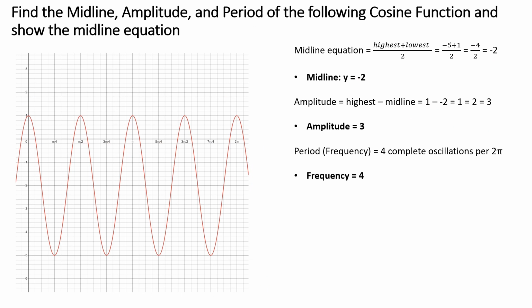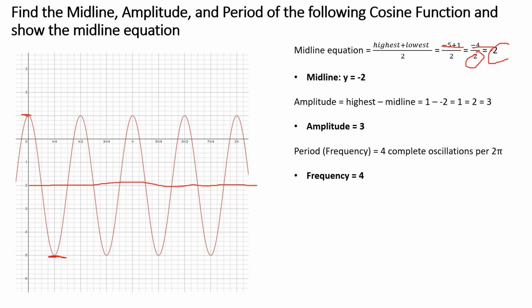Let's find the amplitude, the midline, and the period of the cosine function this time. Midline is still the highest plus the lowest divided by 2. My highest is 1. My lowest is negative 5. So it'd be negative 5 plus 1, which is negative 4, over 2 equals negative 2. And you can see the midline is right there. It is at negative 2 there.